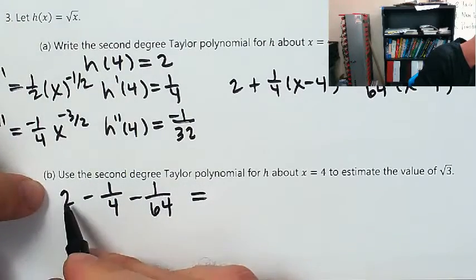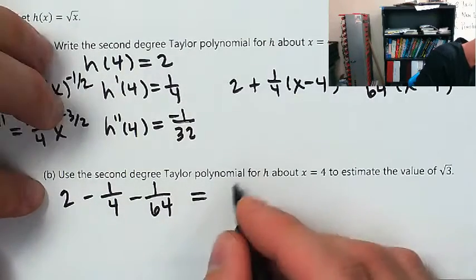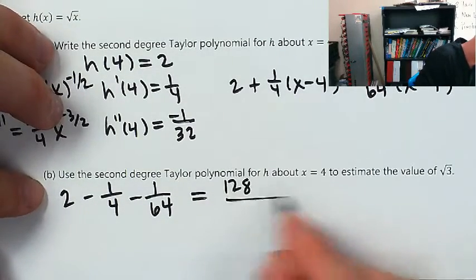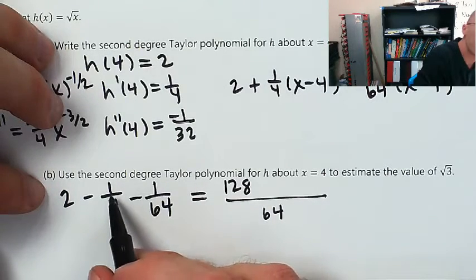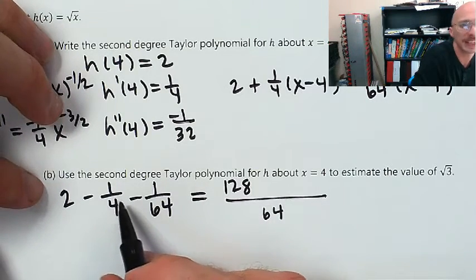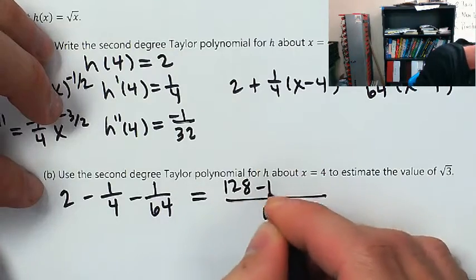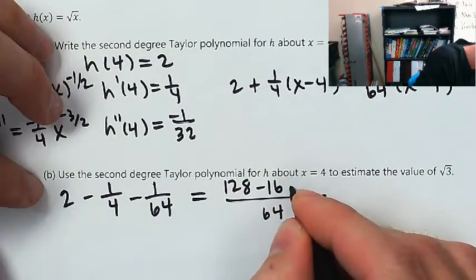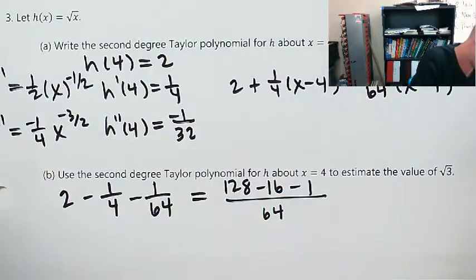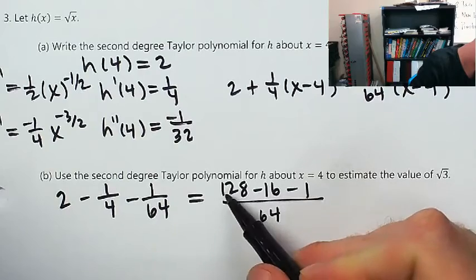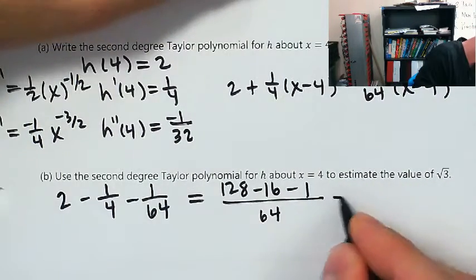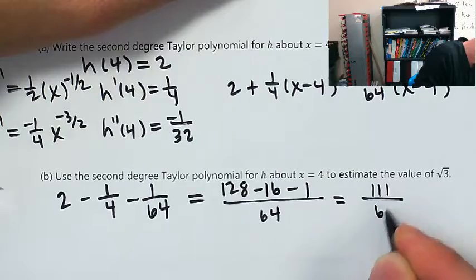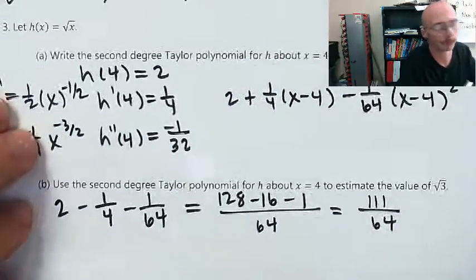So that's going to be 128 over 64. 1/4 is going to be 16 divided by 64, so minus 16. And minus 1. Right. So if I took away 16, I'd have 112, 111. Okay. Well, that is a number.